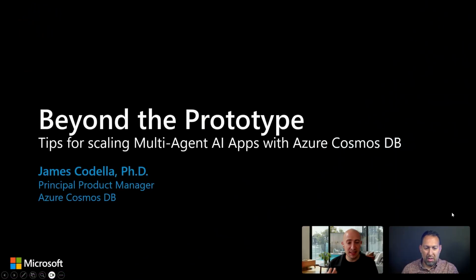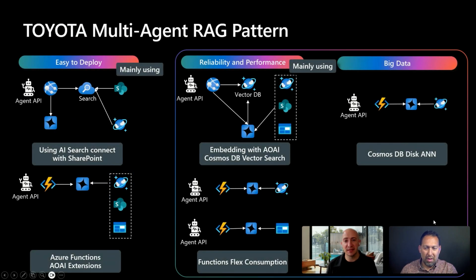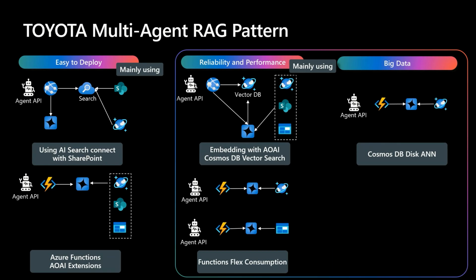All right, so you brought some slides. What are we looking at here? Yeah, so let's take a look at how some customers are actually building real life applications, agentic applications using Cosmos DB. So we have Toyota that has a multi-agent RAG pattern. They have multiple different sub applications that are using multiple different Azure resources depending on what they need for that particular agent.